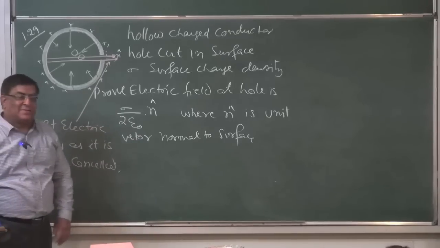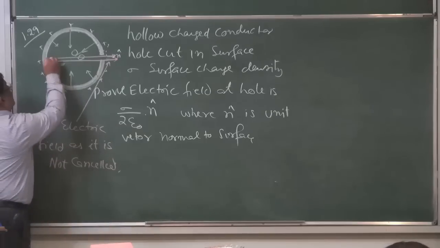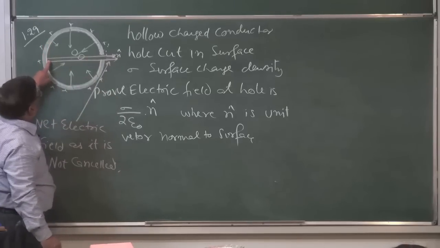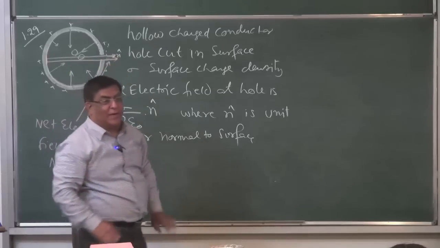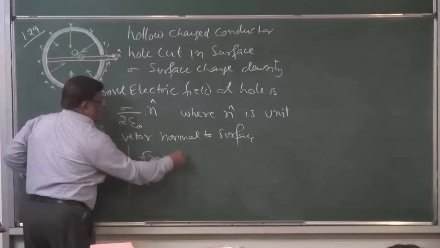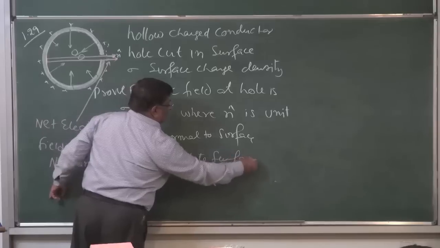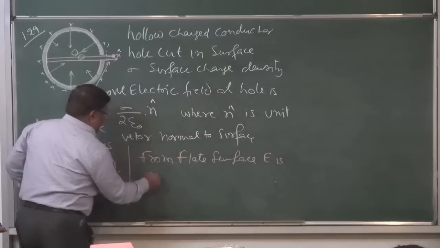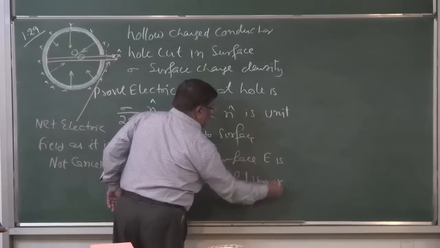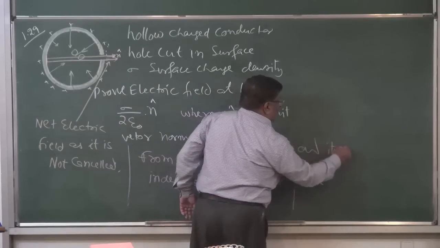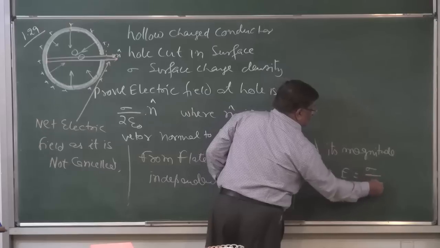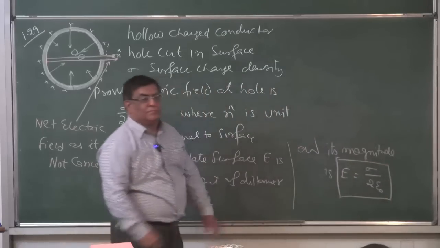और ये कितना होता है? ये एक फ्लैट सरफेस है, compared to this small hole, this is a flat surface. और फ्लैट सरफेस से निकलने वाला इलेक्ट्रिक फील्ड कैसा होता है, अभी अभी आपने पढ़ा. It is independent of r. And how much is this electric field from a flat surface? E is independent of distance r, and its magnitude is E is equal to सिग्मा अपॉन 2 एप्सिलॉन नॉट.